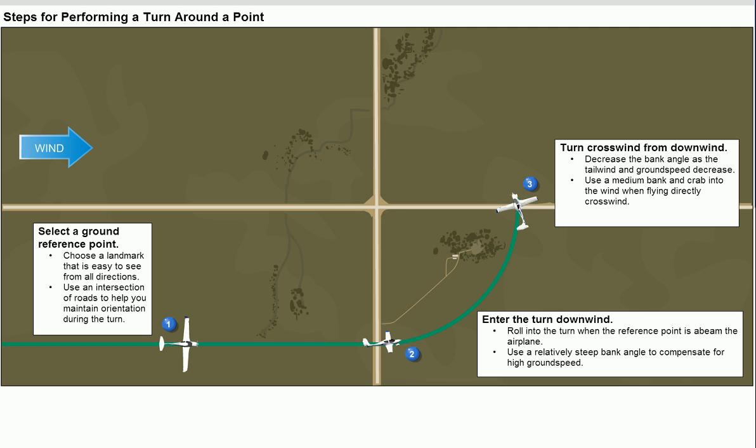Next, continue to turn crosswind from downwind. Decrease the bank angle as the tailwind and ground speed decrease. Use a medium bank and crab into the wind when flying directly crosswind.